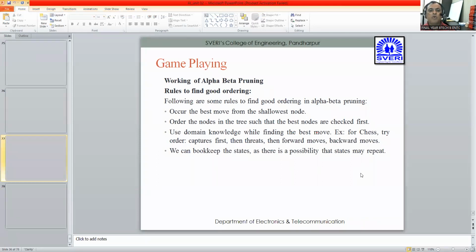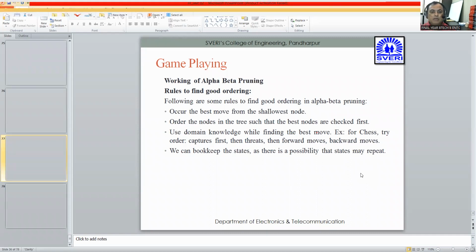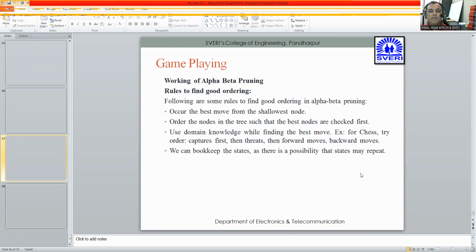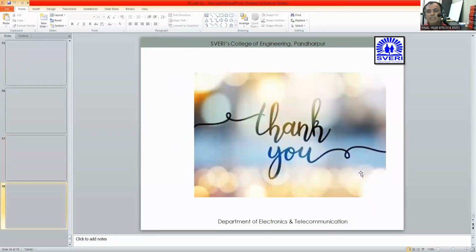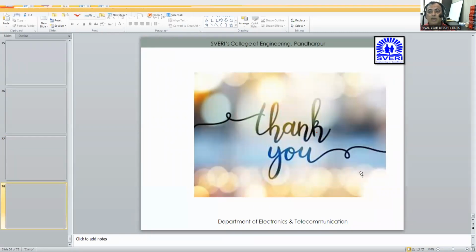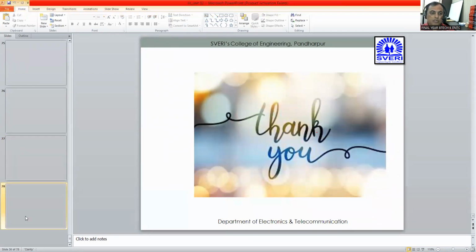What are the rules for the good ordering? Because we know we need good ordering. The best move from the shallowest node. Order the nodes in the tree such that best nodes are checked first. Use the domain knowledge while finding the best move. And we can bookkeep the states, as there is a possibility that states may repeat. So these are some of the rules to find out the good ordering. So in this way, we have revised completely in 1 hour unit number 2. So now we'll move to unit number 3.